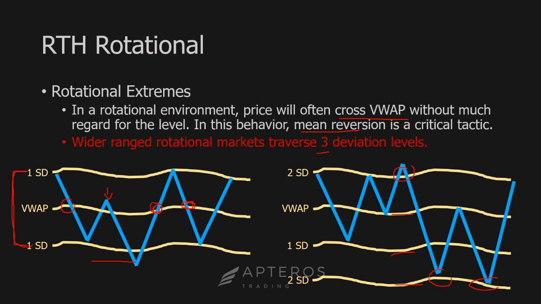In a wider ranging market, what you often see is price action that kind of coils up a little bit in between a channel or so, and then we get a larger release where we traverse three deviations, then we settle into a new rotational type of rhythm. This is a wider ranging market. This is more of a normal tight ranging rotational market.